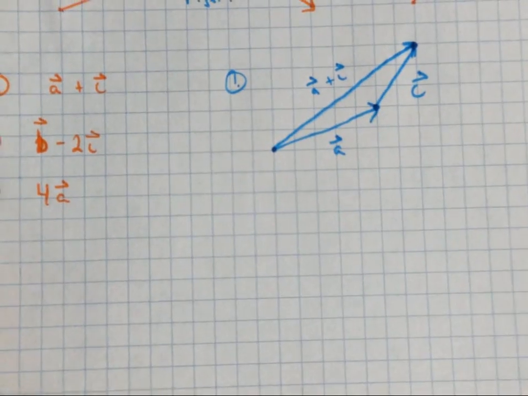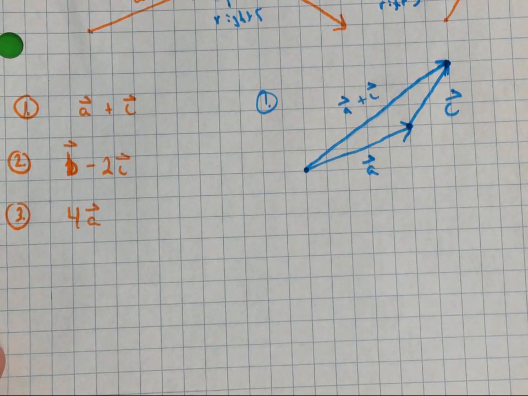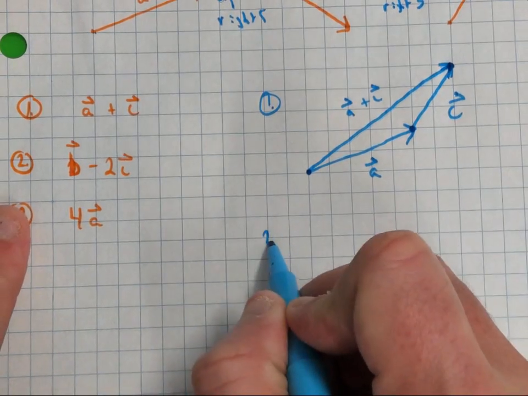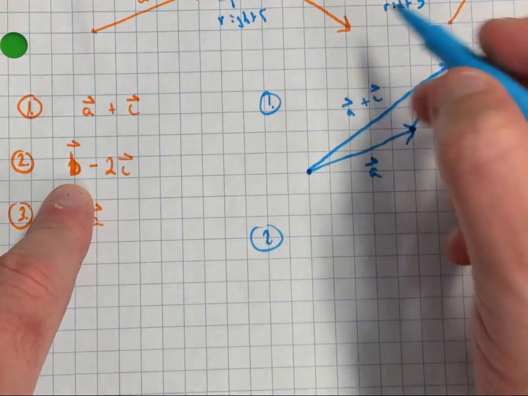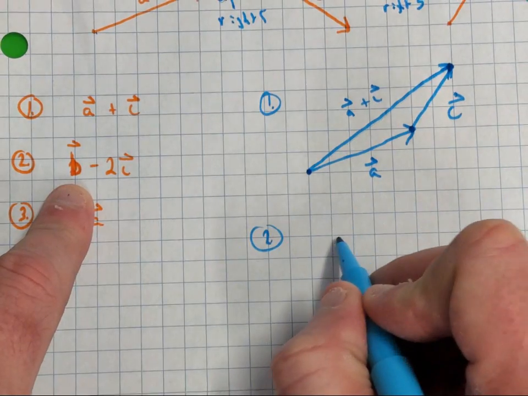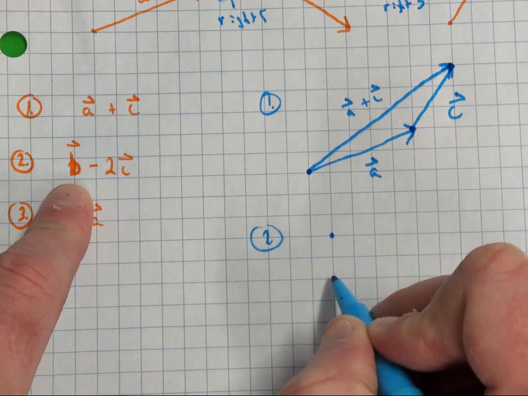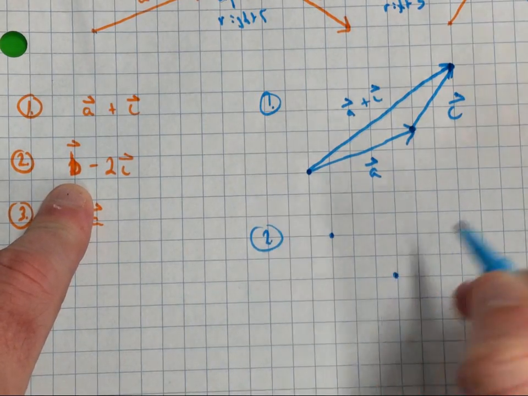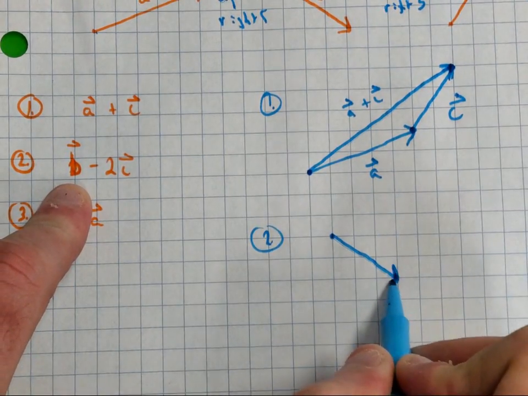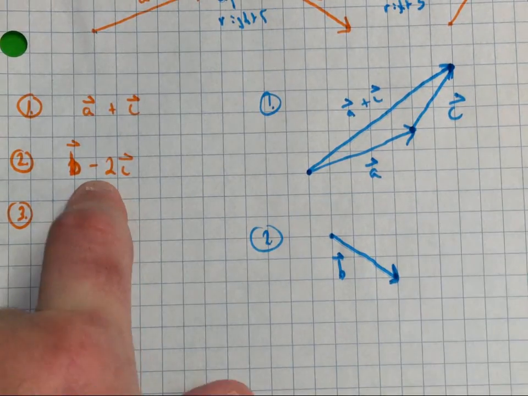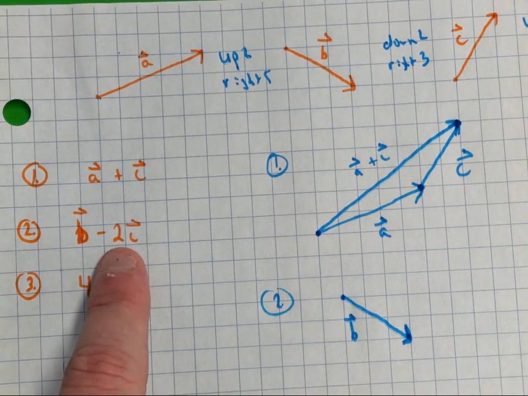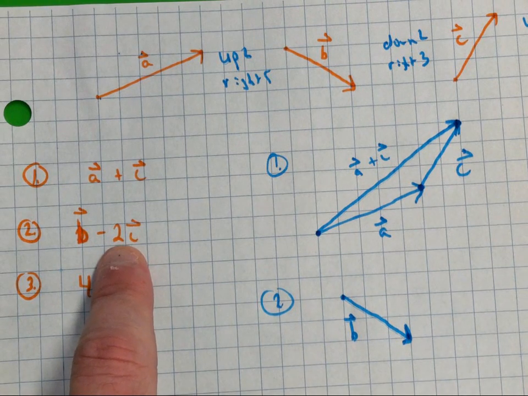Alright, let's look at number 2. Vector B minus 2 times C. Vector B has no negative in front of it, so I'm going to do just like it is up here. I'm going to start somewhere right here. I'm going to go down 2 and right 3. That is vector B.